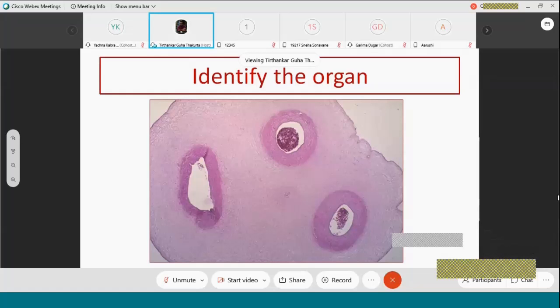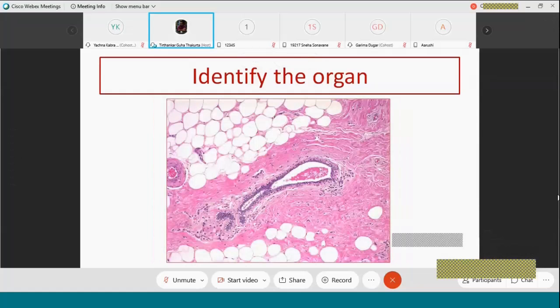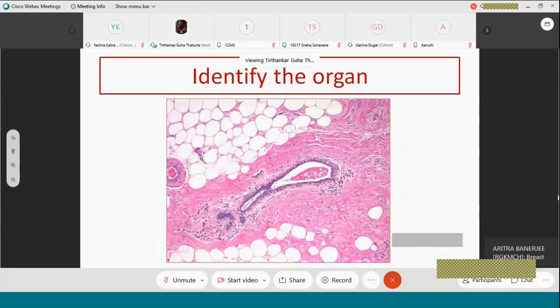Identify this organ. Very good. This is the breast or mammary gland. It contains fibrocollagenous stroma, glands, and adipose tissue. And the glands, when seen very closely, show the presence of apocrine changes.